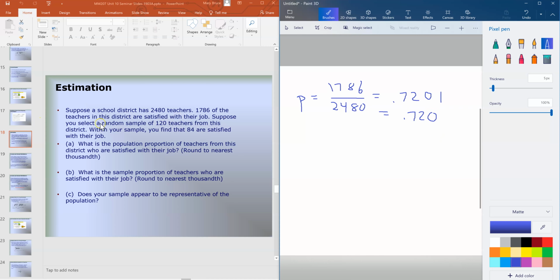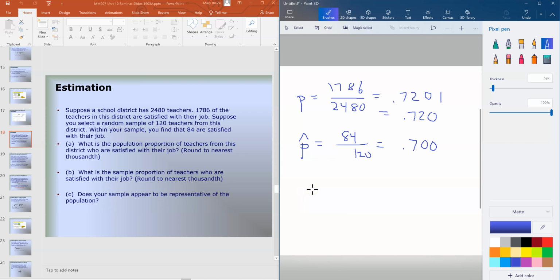But then it says, suppose from a sample, so you just really have to look out for the wording, of 120 teachers that 84 were satisfied. Well, that's a sample proportion, so that's a p hat. And I put 84 divided by the 120, put that in the calculator, and when I do that, I get 0.7. But if you have to round it to 3 decimal places, you would have to put the extra zeros there.